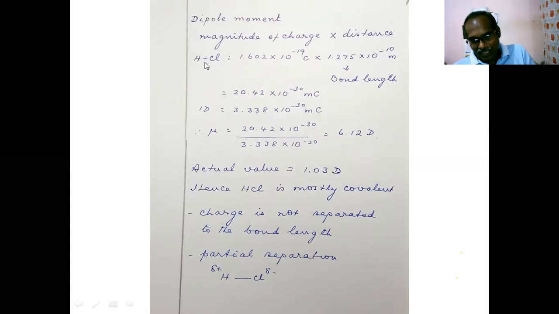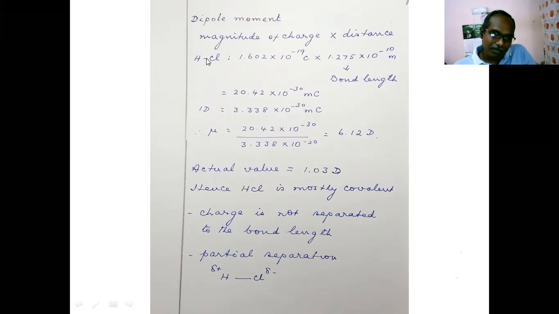If the electron density is at the middle, what would have taken place? The charge may be 1.602 × 10^-19, but the distance between the charges will be 0. So in such cases, you will be getting zero dipole moment because the charges are not separated. Charges are there, but exactly at the middle. Therefore, hydrogen would not possess a partial positive charge, or chlorine a partial negative charge. Now, because of the difference in electronegativity, the charges are slightly shifted towards the chlorine.